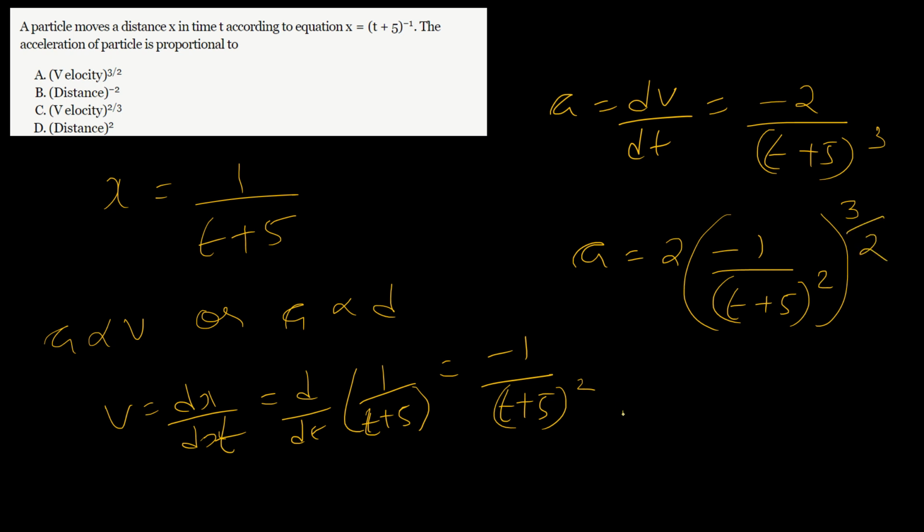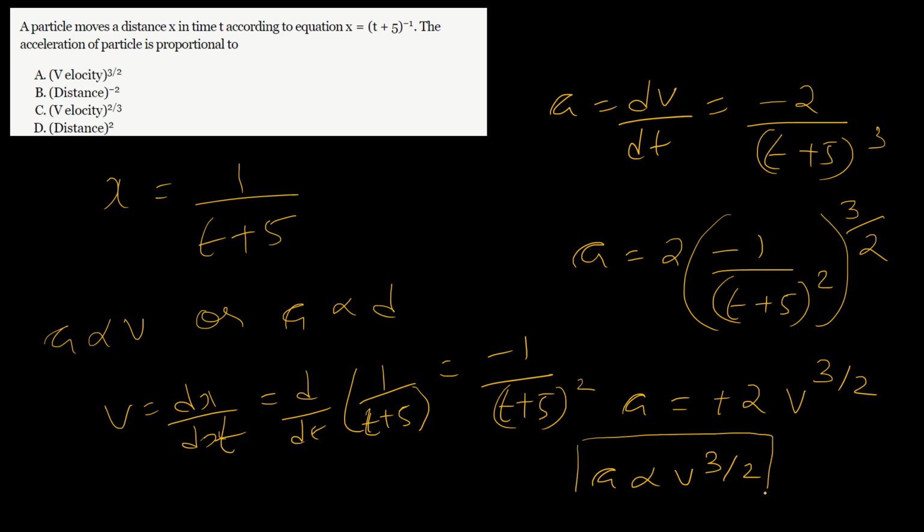Now we can write a in terms of v like this: minus 1 by t plus 5 the whole square, v, right? Plus 2 v raised to 3 by 2, right? So acceleration is directly proportional to v raised to 3 by 2. Let's check whether that's in the options. Yes, it's there in the options. A. So the answer is A.